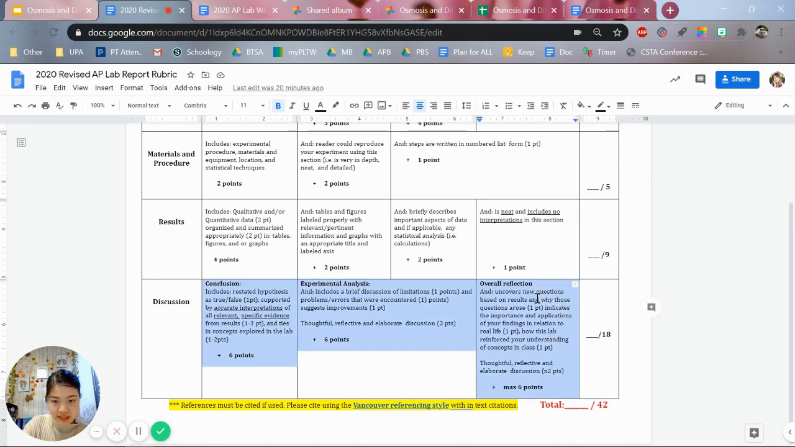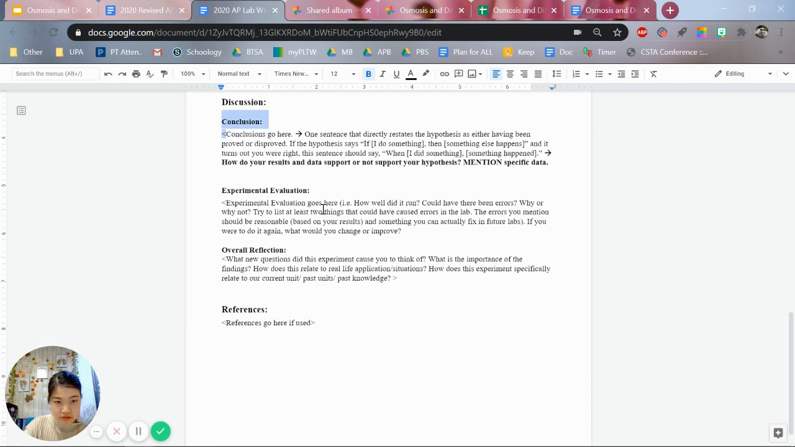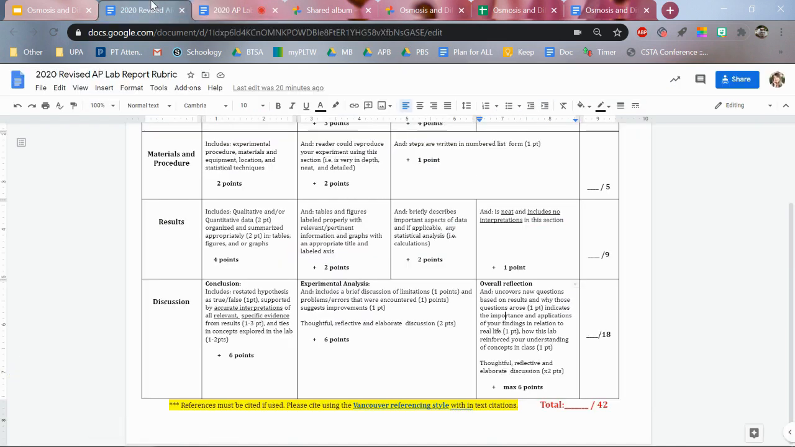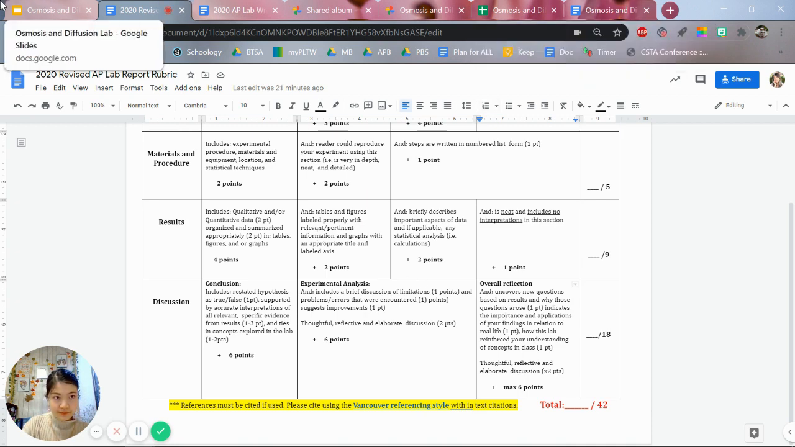And the discussion part has 3 sections: a conclusion, experimental analysis, and overall reflection. The details for all of this are here. Some of it is also right here for students to reference. So I have a lot of reminders for students on what they have to include in their final lab write-up.